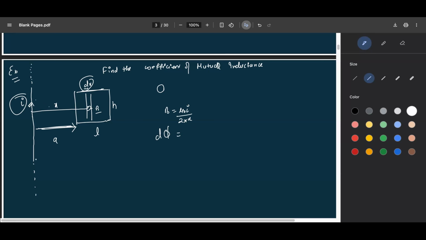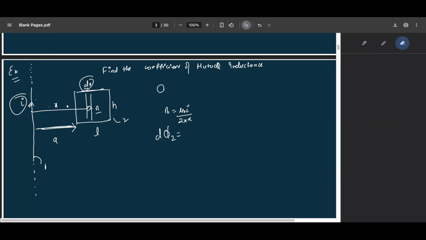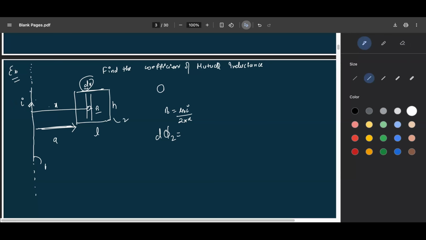Also, assume this is object 1, this is object 2. So d phi 2 depends upon, and call it I1 because right now I don't have any current in the I2 part. So this comes out as magnetic field into area. So mu naught I divided by 2 pi x. What is area? Height into small strip dx.